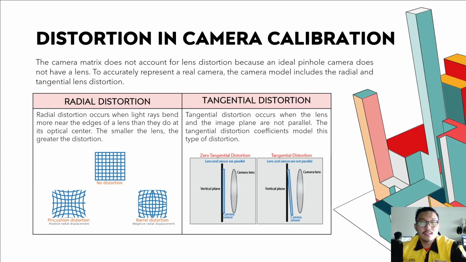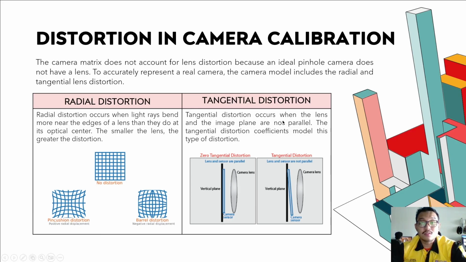So we can see here there are two types of distortion. The first one is the radial distortion, and the second one is the tangential distortion. Radial distortion occurs when the light rays bend more near the edge of a lens than they do at its optical center, and the smaller the lens, the greater the distortion. So we can see here the first one is the pincushion distortion and the barrel distortion.